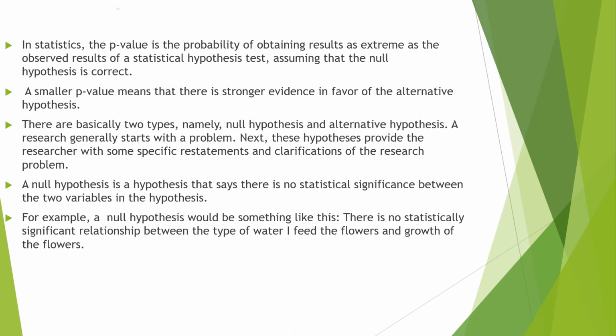And you guys might be asking, what is the p-value? In statistics, the p-value is the probability of obtaining results as extreme as the observed results of a statistical hypothesis test, assuming that the null hypothesis is correct. The p-value is used as an alternative to rejection points to provide the smallest level of significance at which the null hypothesis would be rejected. A smaller p-value means there is stronger evidence in favor of the alternative hypothesis.